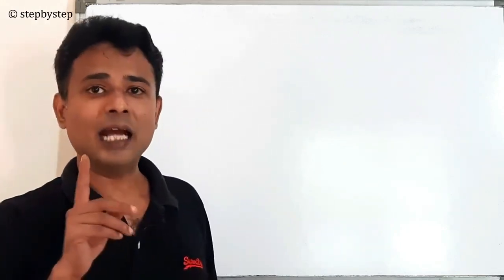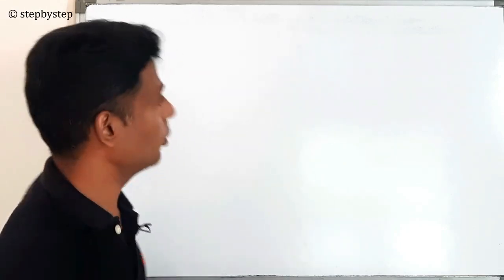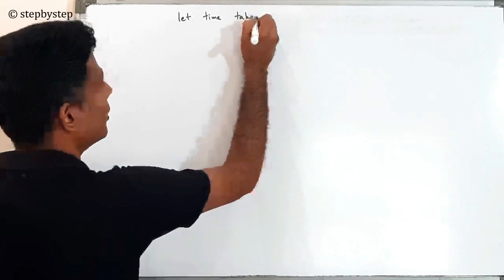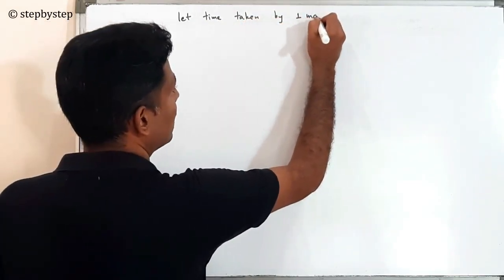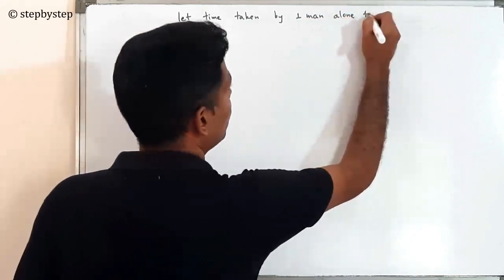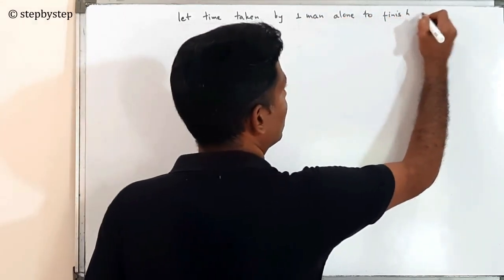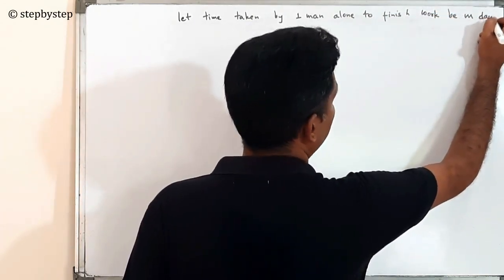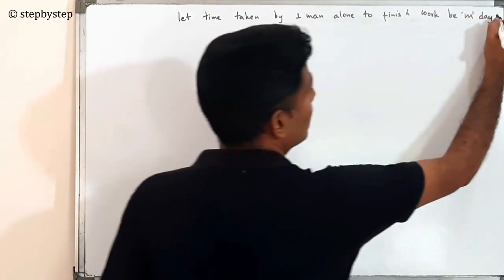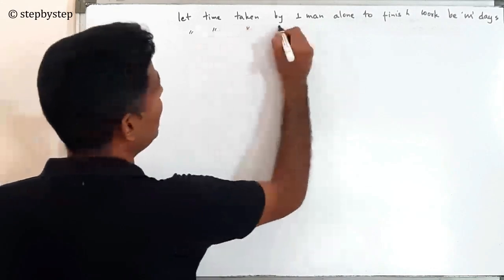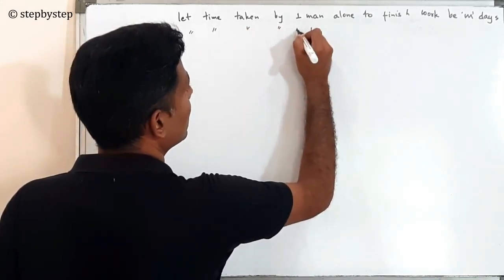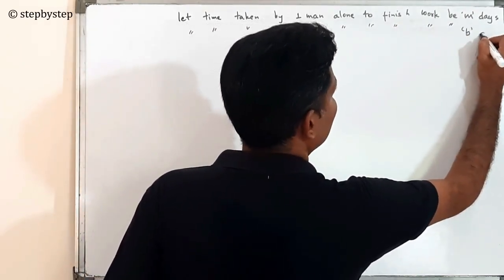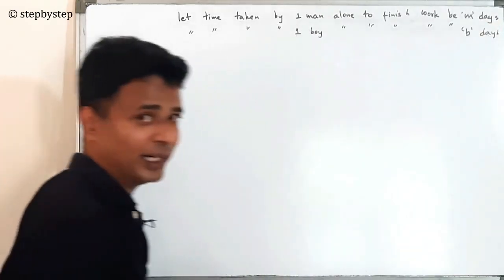So what do we have to find? Time taken by one man alone and one boy alone. So let the time taken by one man alone to finish the work be m days. I'll take it as m, the variable. And similarly, let the time taken by one boy alone to finish the work be b days. So I can easily make out what I am finding.